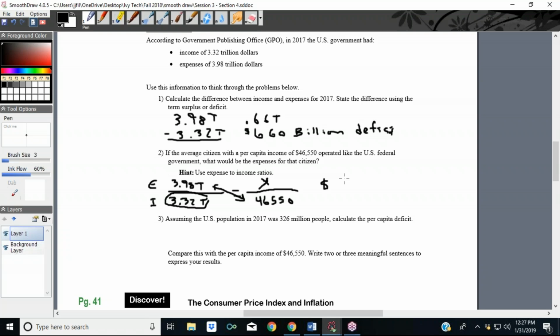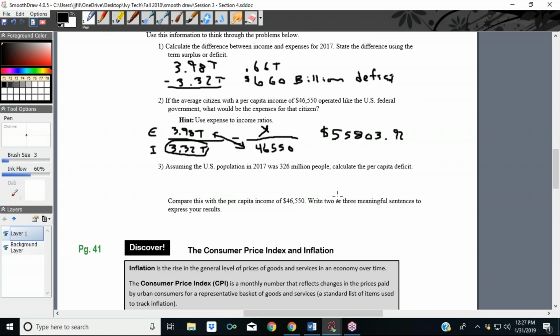And it looks like you all are getting $55,803 and 92 cents, and that's what I got. And what does that represent? That represents the expenses each person would have if their income was $46,550 and they operated like the government. And that's not good because that's almost $10,000 of debt. So that'd be like I make $46,550 and I spend $55,800, and so each year I would be $10,000 further in debt because I spent more than I took in, and that's not what we want to do.